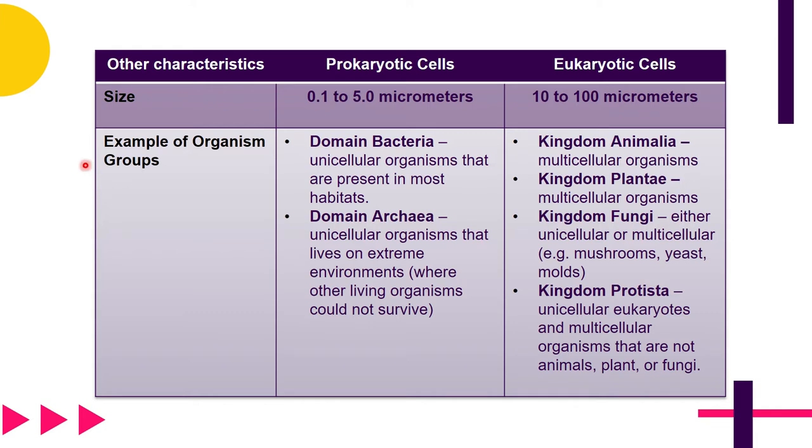Next, we have examples of organism groups, meaning which organisms are considered prokaryotes or eukaryotes. Examples of organism groups in prokaryotic cells are classified into two. We have the domain Bacteria. I introduced bacteria earlier. Domain Bacteria are unicellular organisms that are present in most habitats.